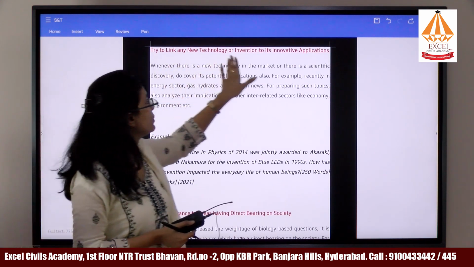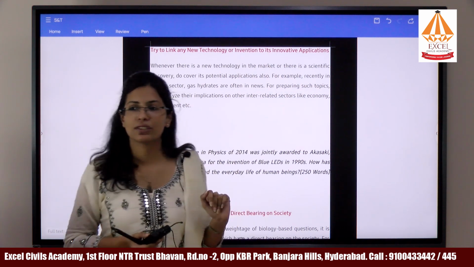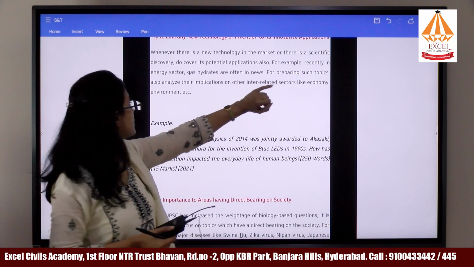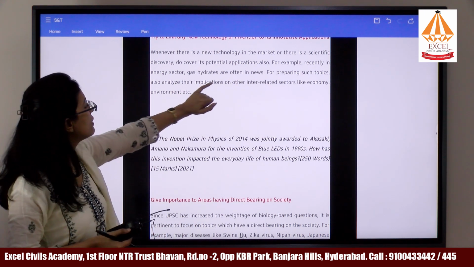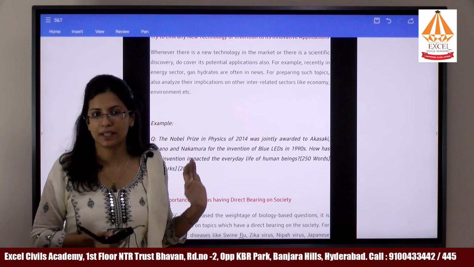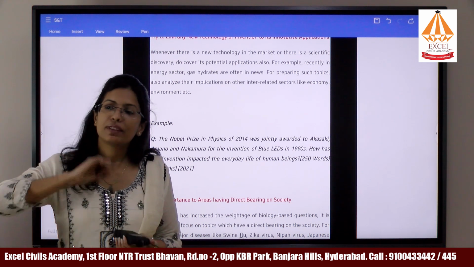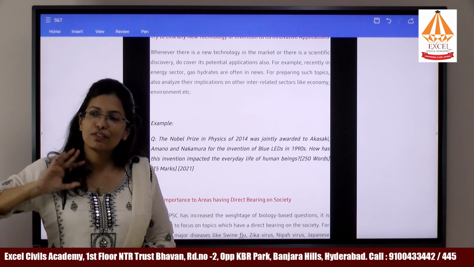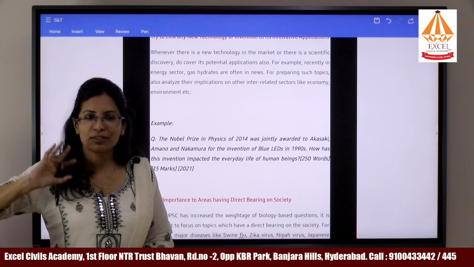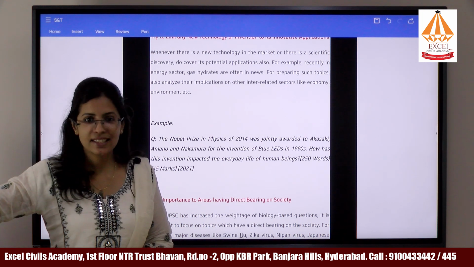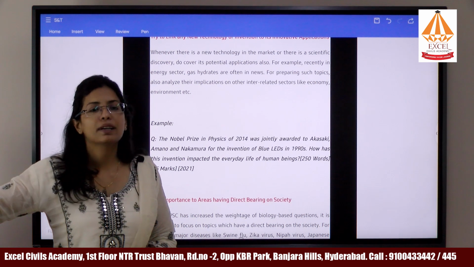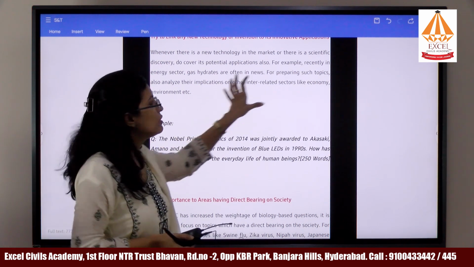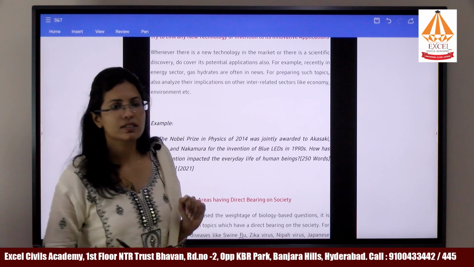Then, try to link any new technology or innovation to its applications. Whenever there is a new technology in the market or a scientific discovery, do cover its potential applications. If you have developed or discovered a technology and you are not using or applying it, what is the use of it? The application becomes vital, so the application part should always be taken into consideration.